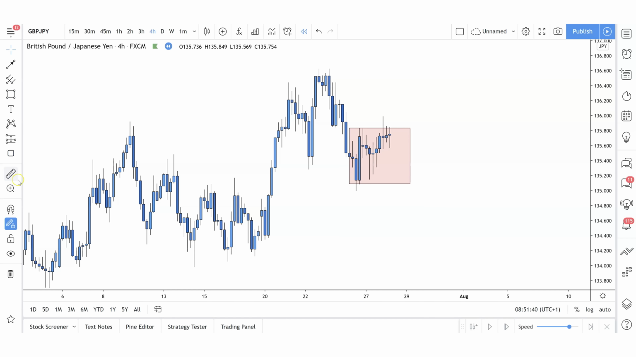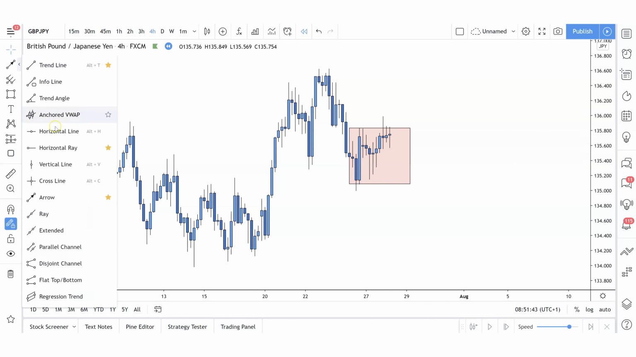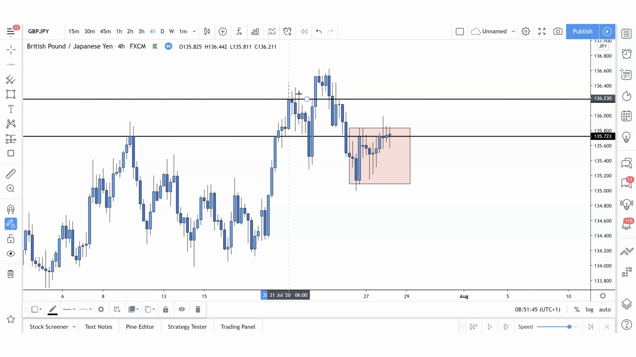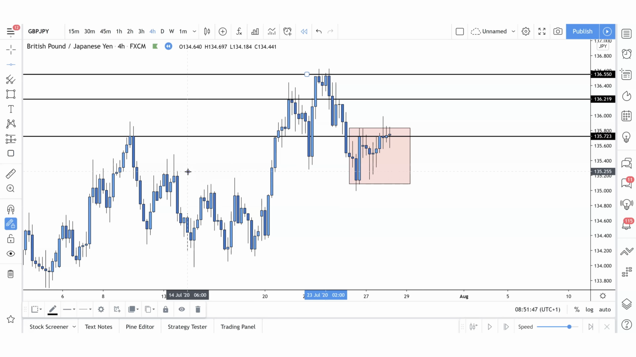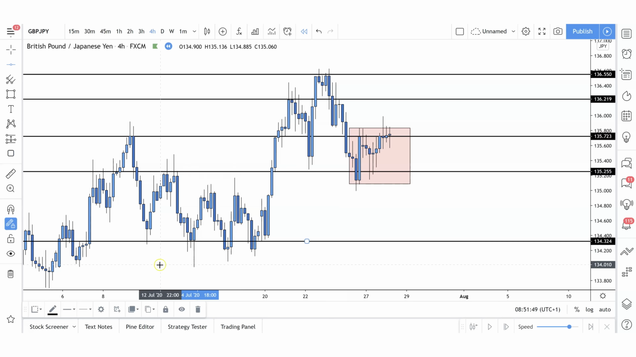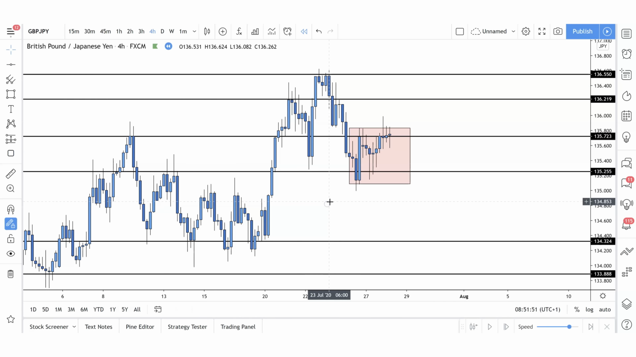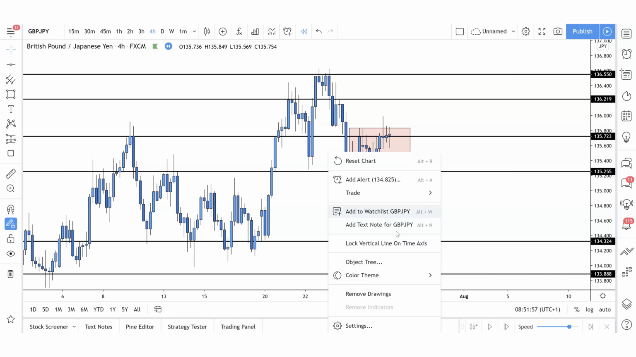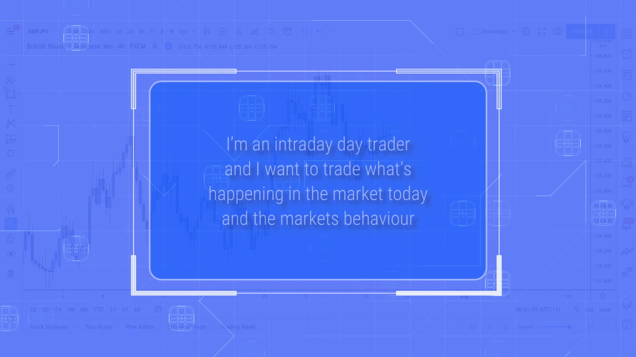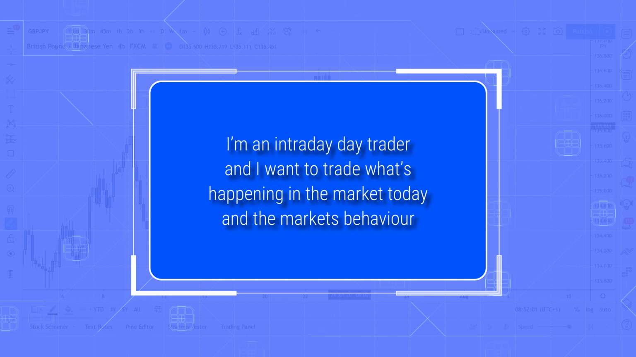I don't care what's happened to the left. You're not going to see me bring over support and resistance. I'm not going to start plotting levels like this and trying to figure out where price is going to respect, or where price is going to go, or what price is going to do when it gets to these levels. I mean, look at the screen now. It's just absolutely pants. So I'm not going to be doing this. I'm an intraday day trader, and I want to trade what's happening in the market today and the market's behavior.